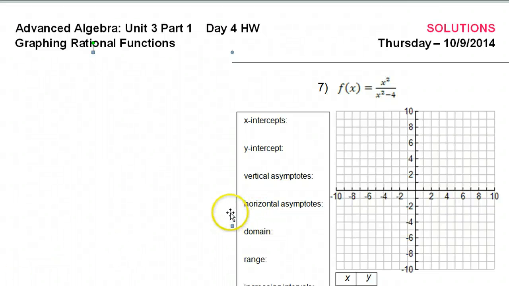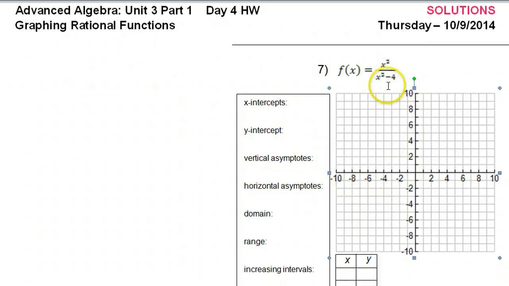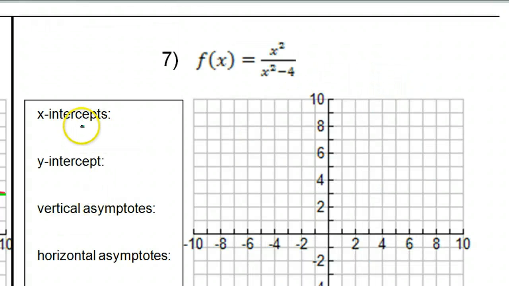Alright, this is the third video in our lesson on graphing rational functions like these. In this video we're going to do problem number 7. First, the x-intercepts. How do we find the x-intercepts? We set the numerator equal to 0. So x squared equals 0. Square root, that's going to give us x equals 0. So that means the x-intercept is 0, 0.